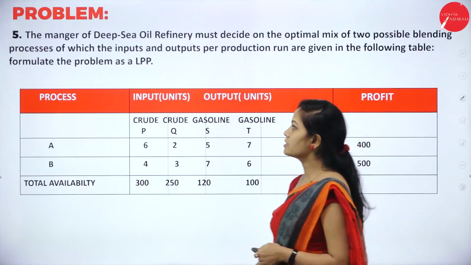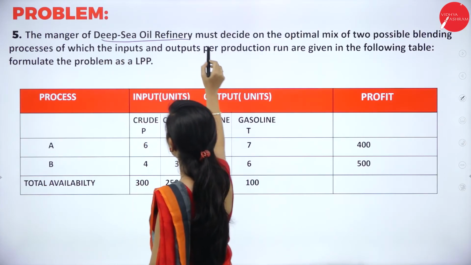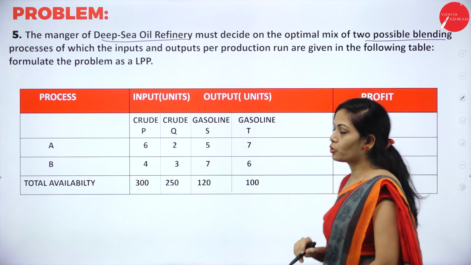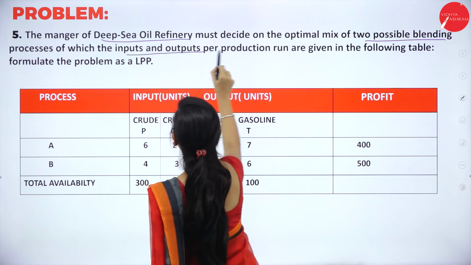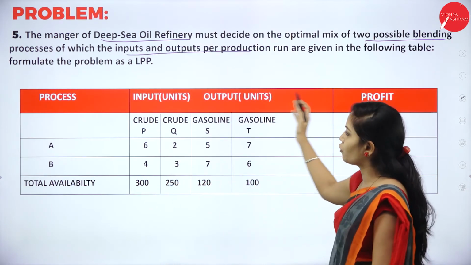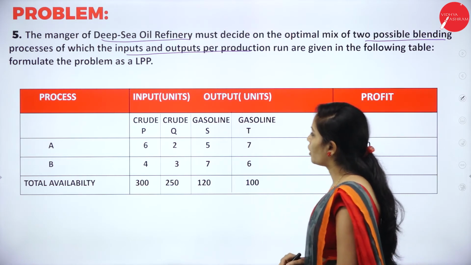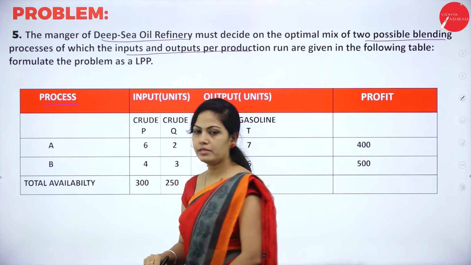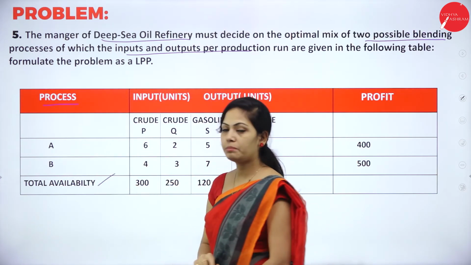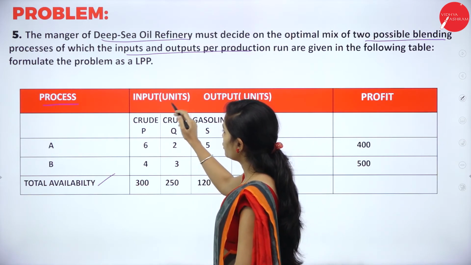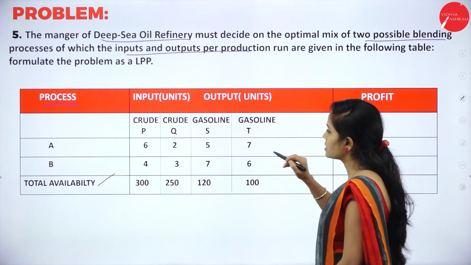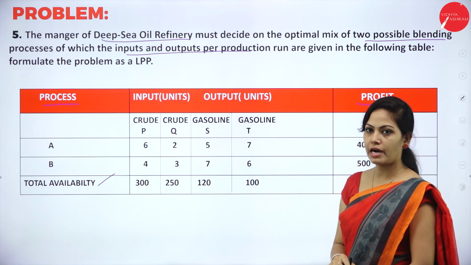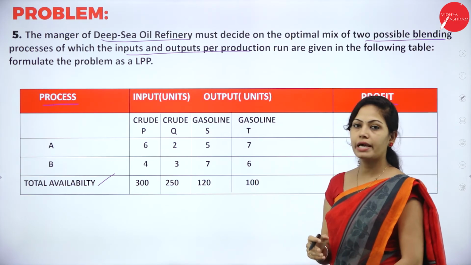And the last problem is: the manager of a deep sea oil refinery must decide on the optimal mix of 2 possible blending processes, of which the inputs and outputs per production run are given in the following table. Formulate the problem as an LPP. So here we have one table. Processing is for type A and B, and they have given the total availability. For input per unit, they have given output per unit for crude and gasoline, and we have the profit value also. So by seeing this, we can easily construct the LP model.